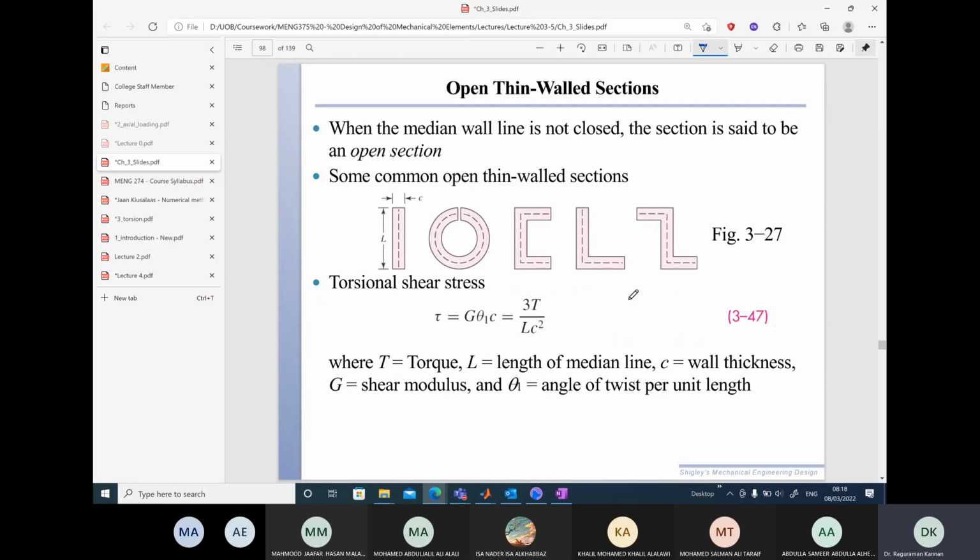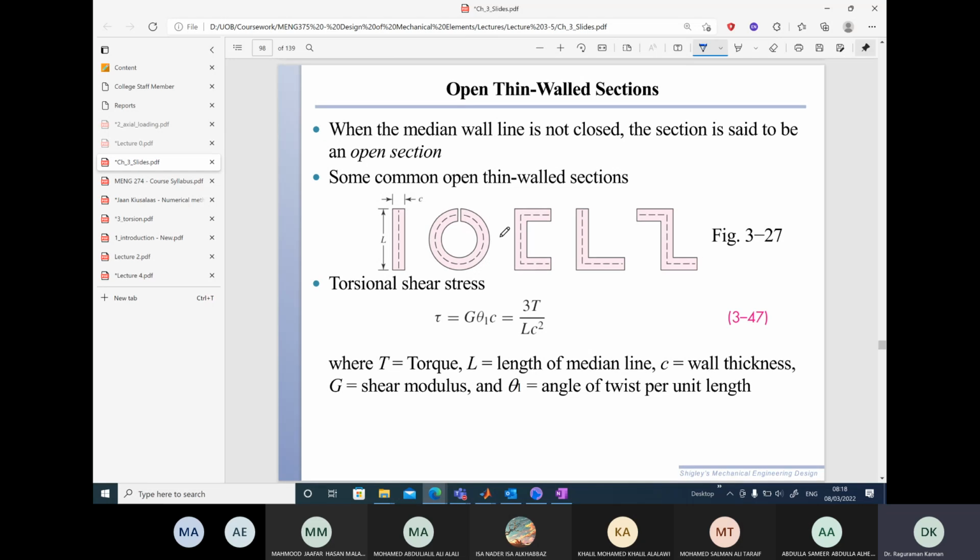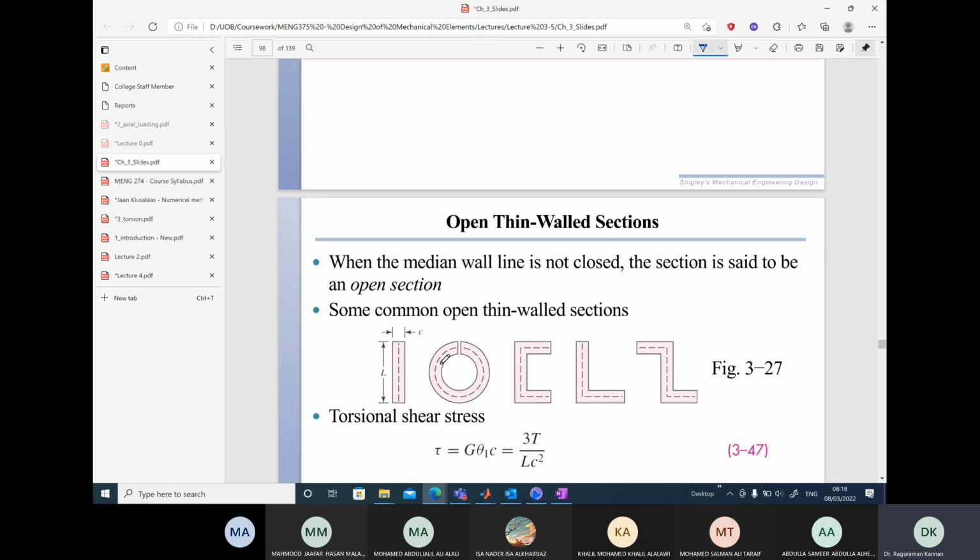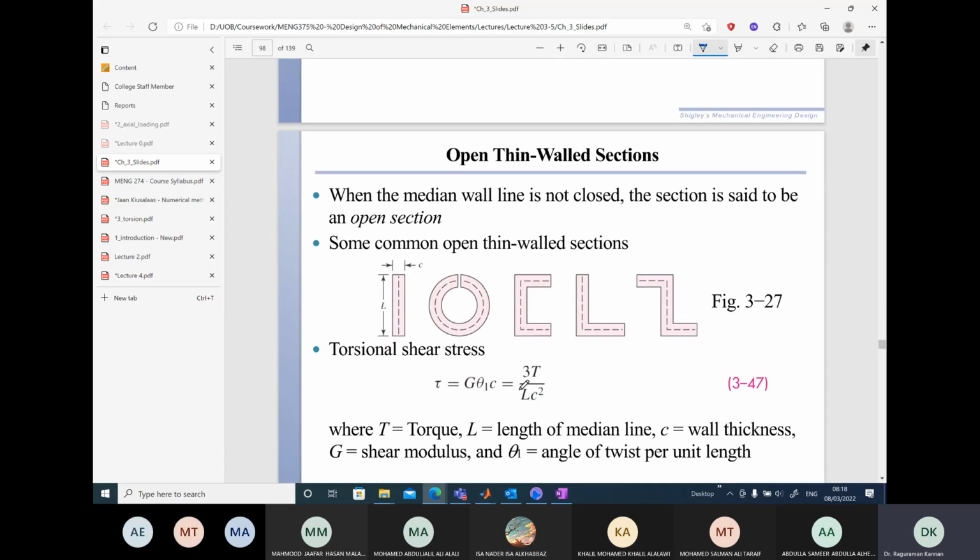In the case of open thin wall tubes, in the previous case it was closed. So the thin wall tubes could be open as well. If it is open, then the formula for torsional stress is evaluated by this formula here, which is 3T over LC square. What is L? L is the length of the median line. C, on the other hand, is the wall thickness.